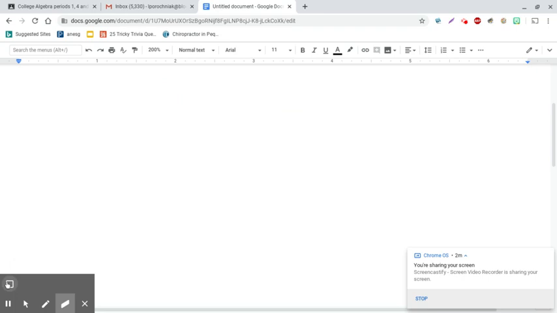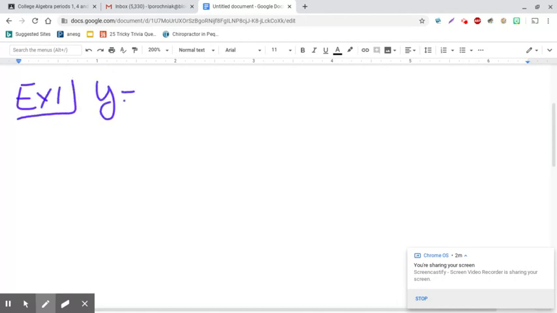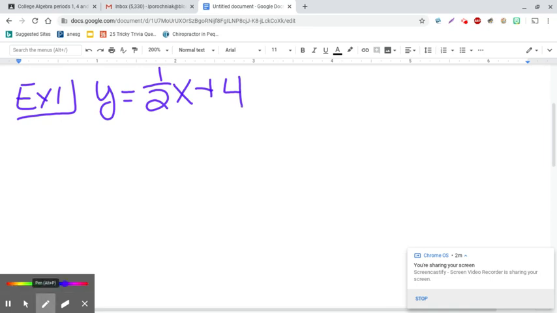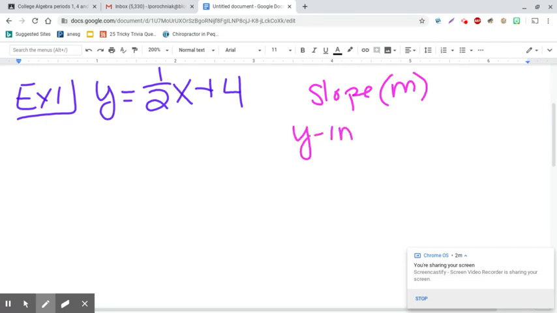All right, let's erase this. I'm going to do some examples. Example 1: let's say y equals 1/2 x plus 4. I want to know what my slope is, or your m, and what my y-intercept is, or my b. This is already in y equals mx plus b form. We don't have to do anything except say what the slope and the y-intercept are.